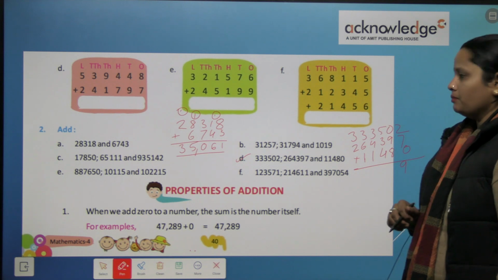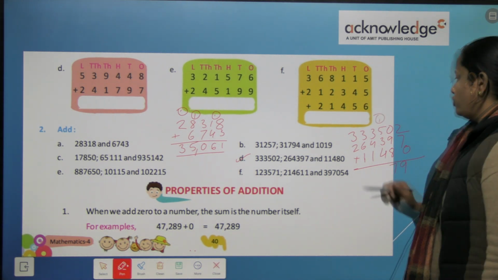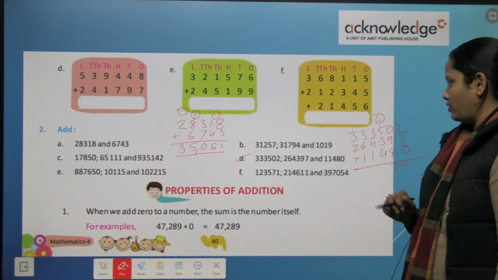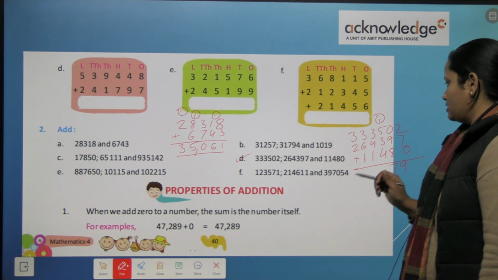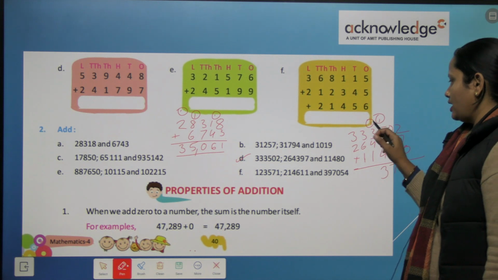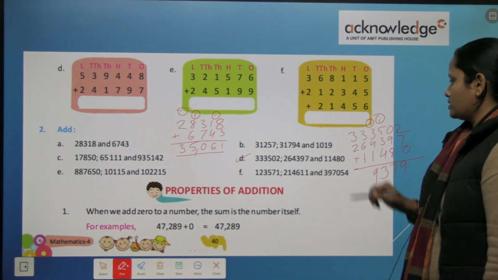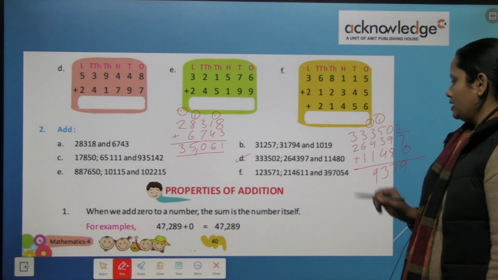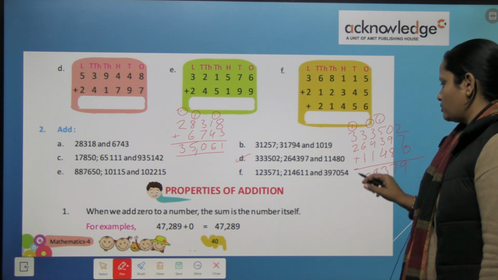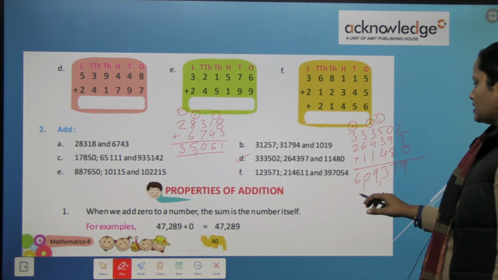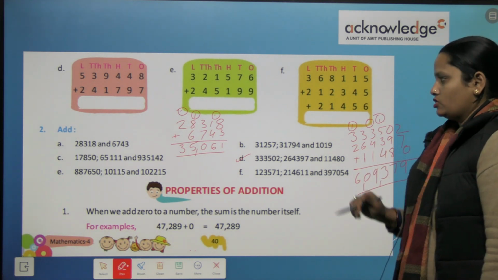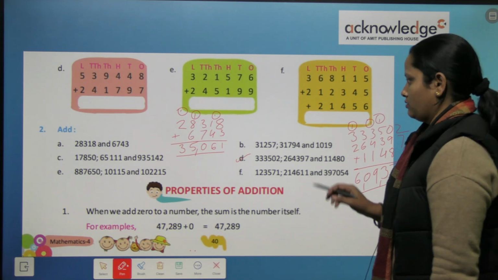7 plus 2 is 9. 9 plus 8 is 17. 4 plus 3 is 7. And 7 plus 1 is 8. And 8 plus 5 is 13. Next, 4 plus 3 is 7. 8 and 9. 6 plus 3 is 9, plus 1 is 10. 3 plus 2 is 5, plus 1 is 6. So here the answer is 6,09,379. So like this, children, do the rest of the questions on your own.